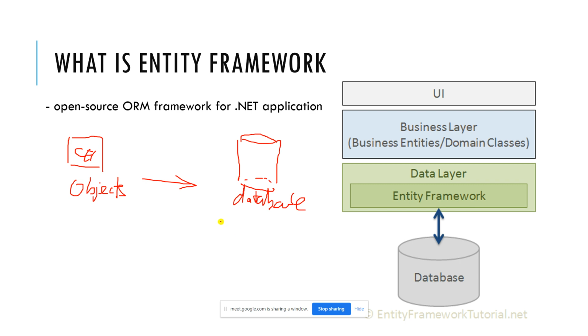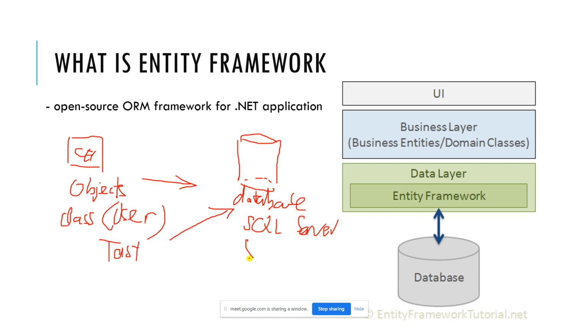Okay, let's continue. From the object, for example a class, user and task, we map directly to a database, for example SQL Server or SQL. We have a lot of these. So how do we handle this mapping? We will use Entity Framework.